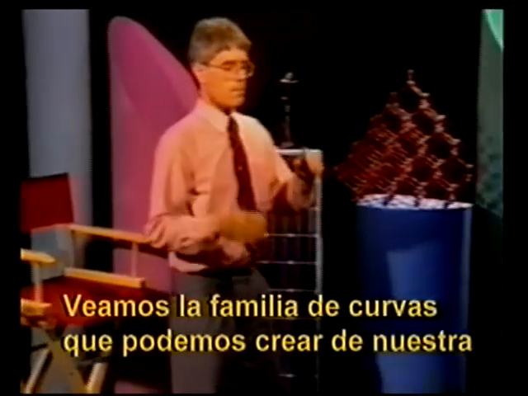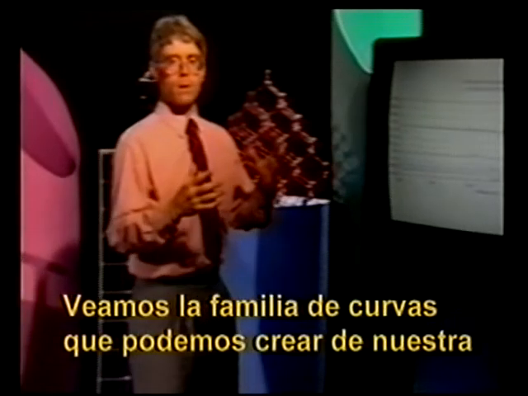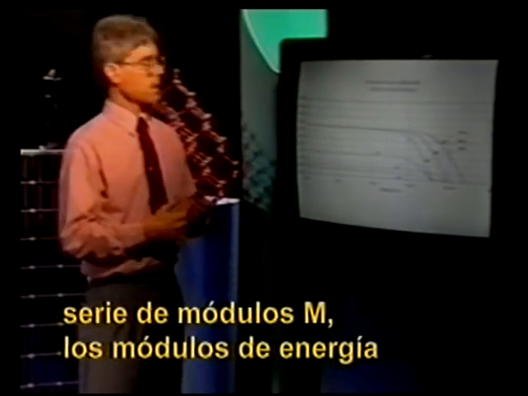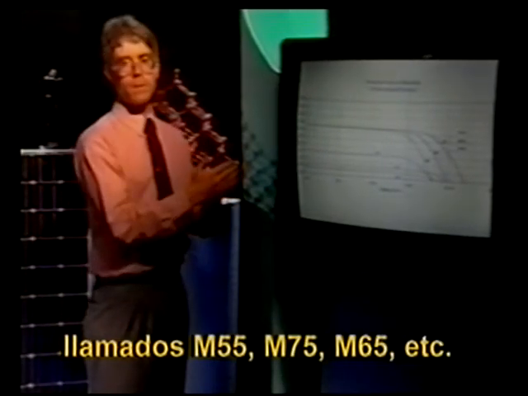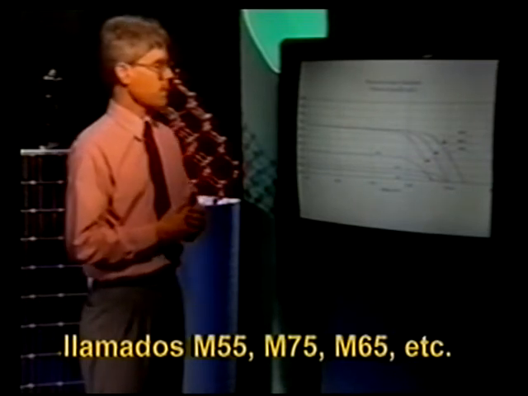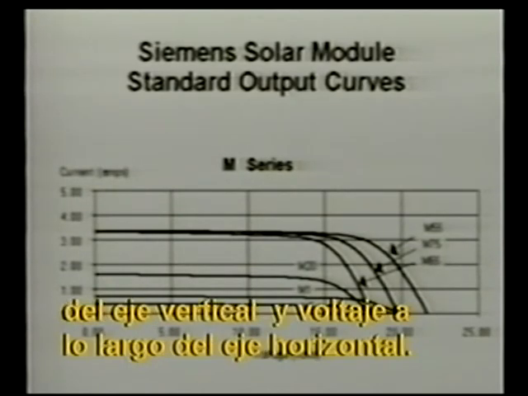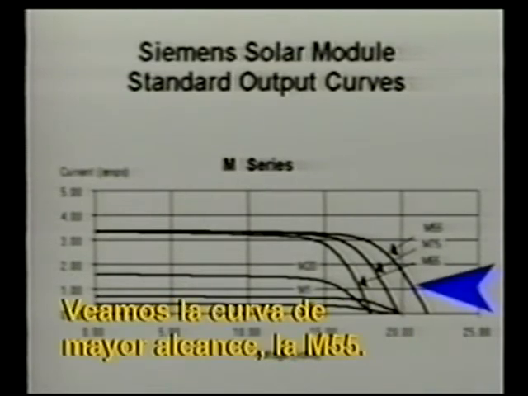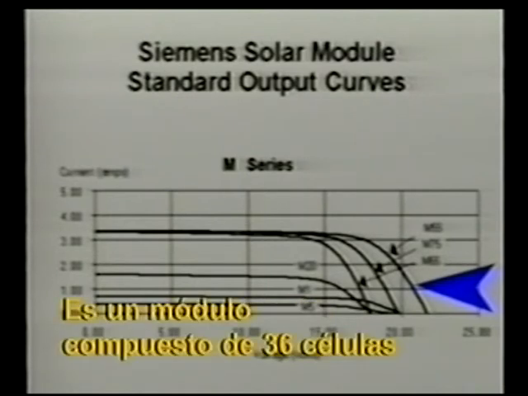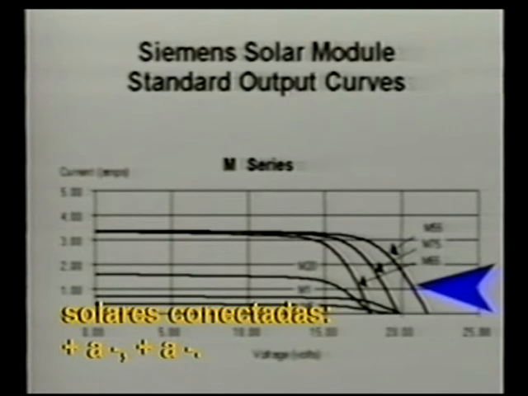Let's look at the family of curves that we can create from our M series of modules, the power modules that we call the M55, M75, M65, and so on. Again, we're looking at IV curves with current along the vertical axis and voltage along the horizontal axis. Let's look at the farthest reaching curve. That's the M55. That's a module made up of 36 solar cells connected together, plus to minus, plus to minus.